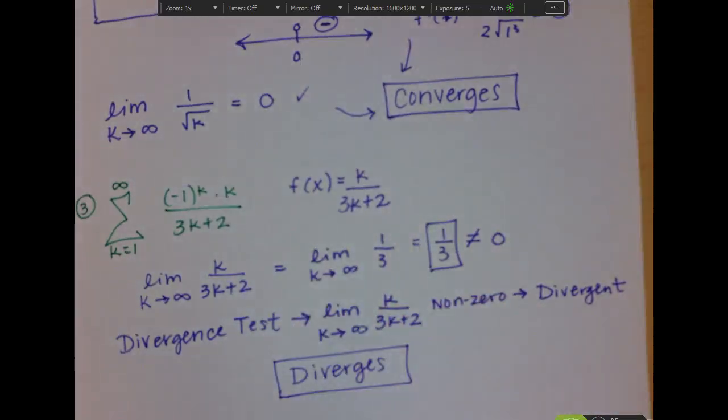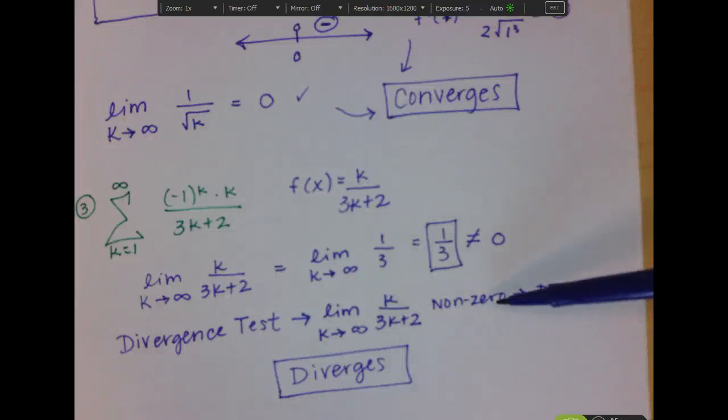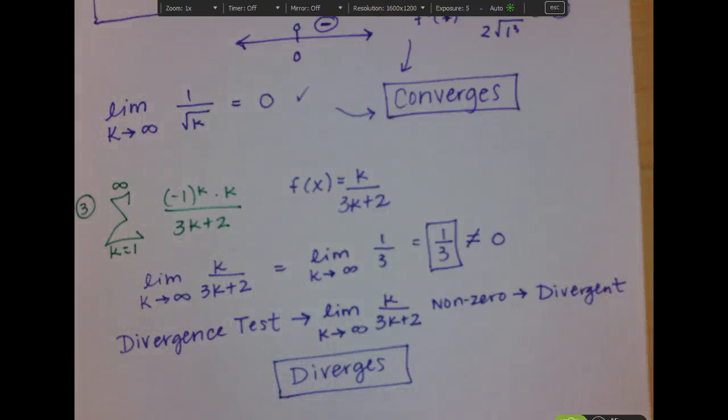So this is what I was mentioning earlier in terms of the alternating series test and the divergence test being sort of a nice complement to one another, where the alternating series test will fail and not allow us to say that a series converges. The divergence test will pick up the pieces, and because we have a non-zero result, allow us to conclude that it diverges instead.